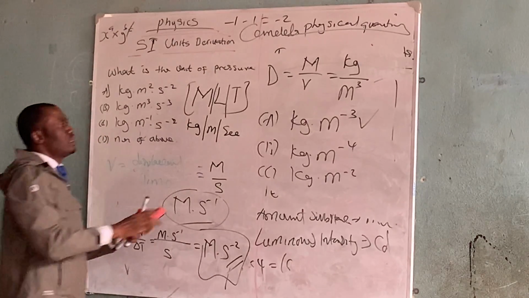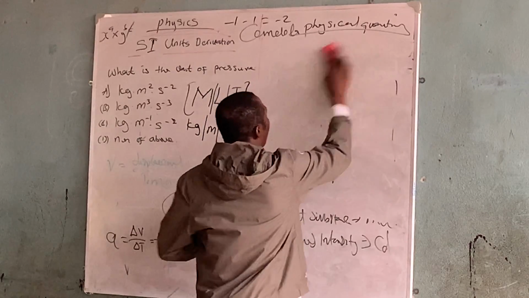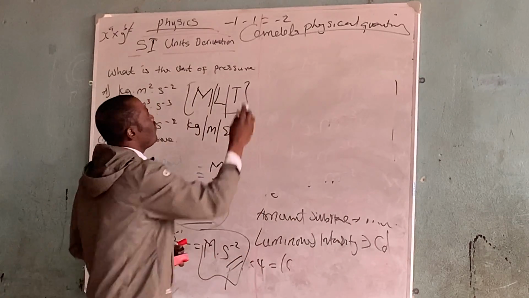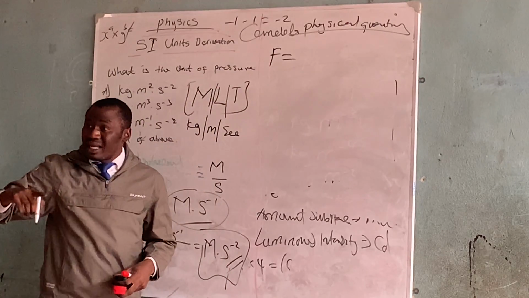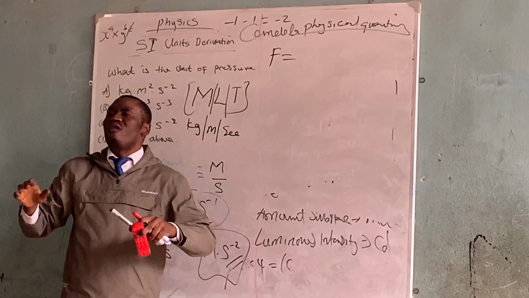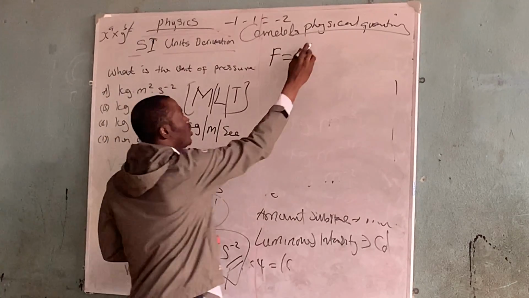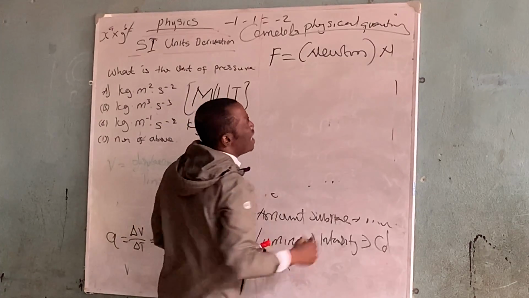Let's go to another. Let's do force. What's the formula? What's the unit for force? Mass times acceleration. But let's start with the common unit. The common unit of force is Newton. Isaac Newton, that's the guy that discovered it.